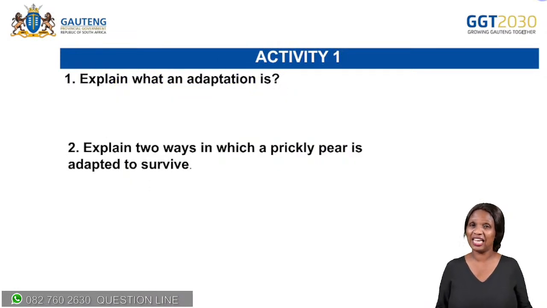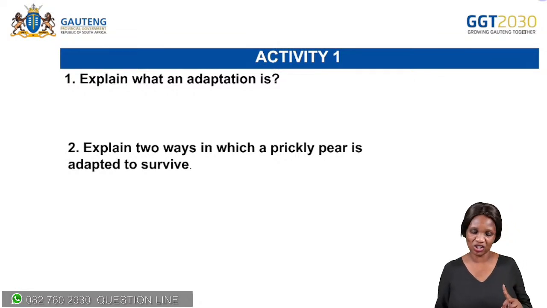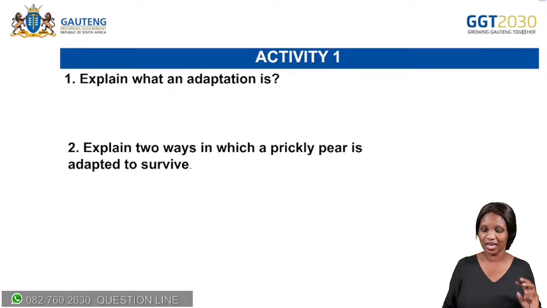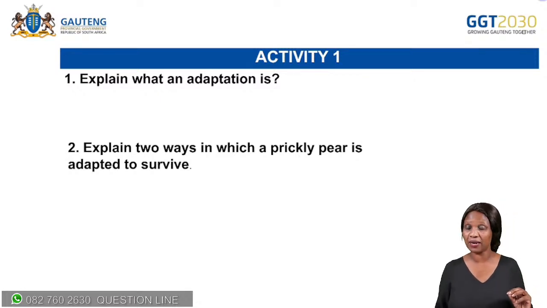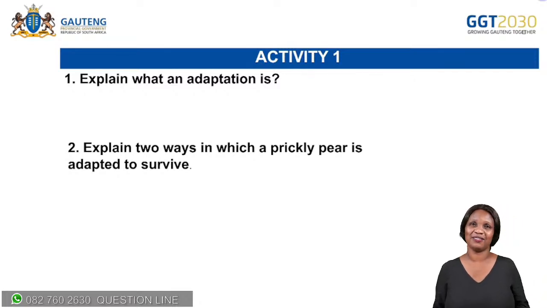And then we've got an activity, grade 8. We are going to write an activity. Let's start writing the activity. I'll just give you 3 minutes to answer these questions. Question number 1 says, explain what adaptation is. And then question number 2, explain 2 ways in which a prickly pear is adapted to survive. Let's answer that.